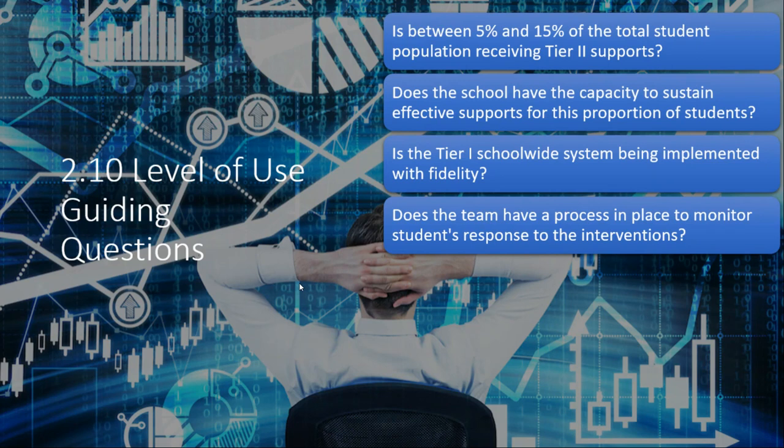Is the tier 1 school-wide system being implemented with fidelity? So remember, I always keep stressing this: the foundation of your PBIS framework is your tier 1 implementation. If that is not being implemented with fidelity, then your tier 2 will not be sustainable, because you'll have more students needing tier 2 than your team can support and than your school can support.